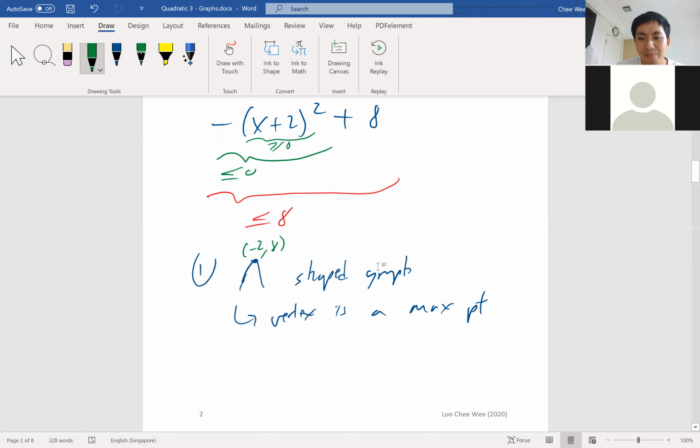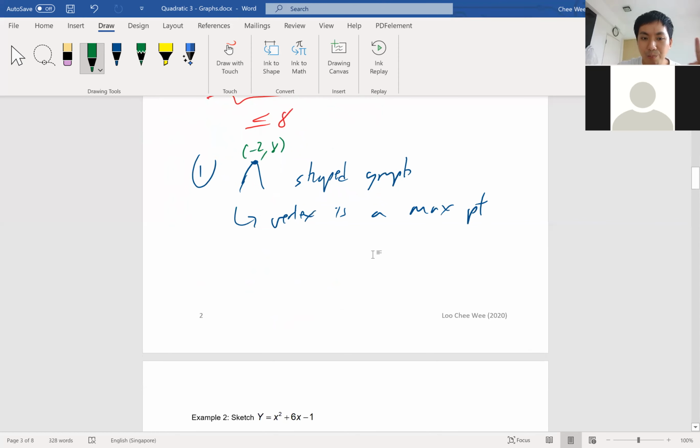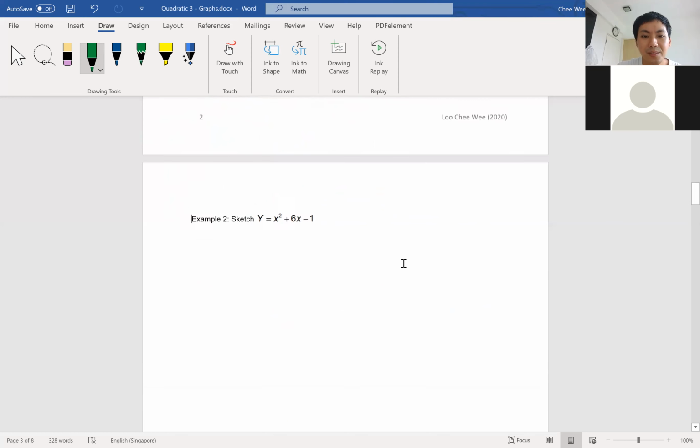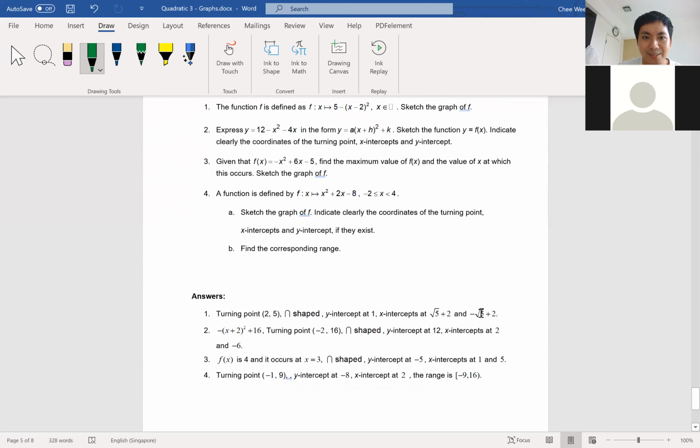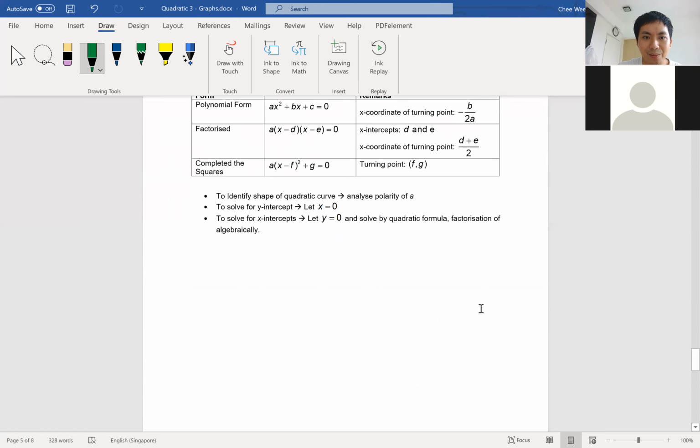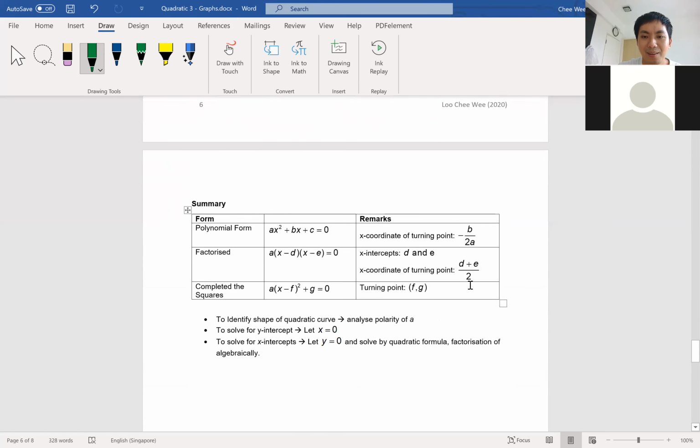So this is the strength of the completed the square form. Neither the polynomial form nor the factorized form could have given us this luxury of analyzing the vertex. Consolidating all the strengths of the three forms, we have this actually.